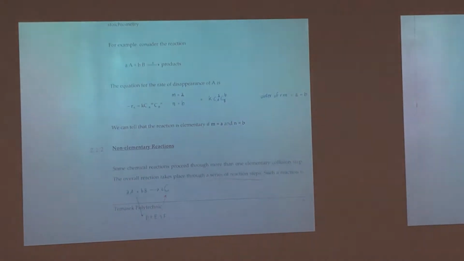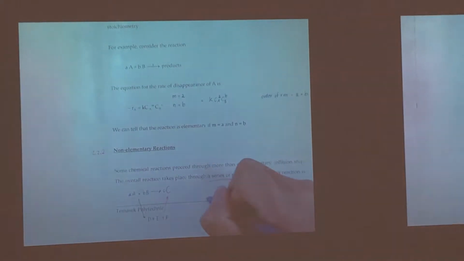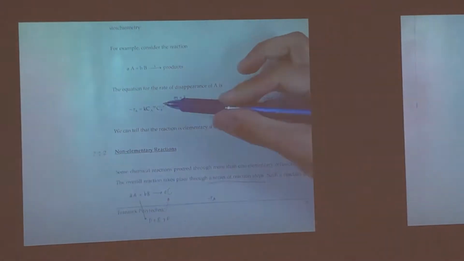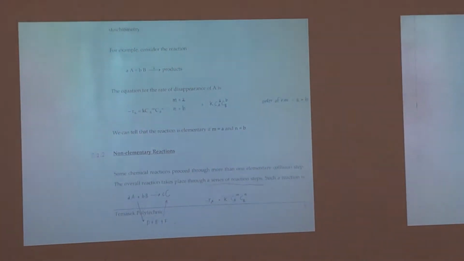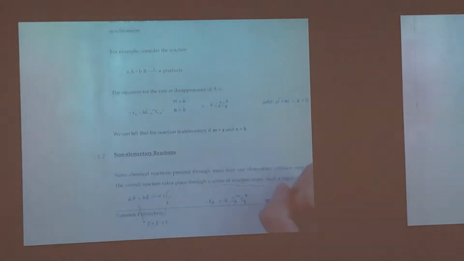So for this, the rate of reaction, the rate of disappearance of A, is the same form as this one, k CA^m CB^n. But because this reaction takes place in a series of reaction steps, in this case m will not be the same as a, and n will not be the same as b.